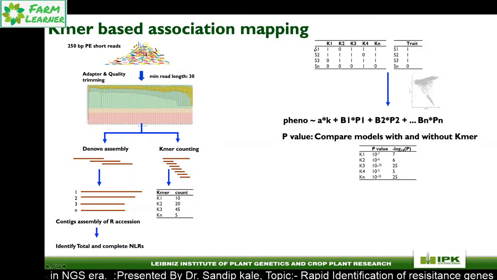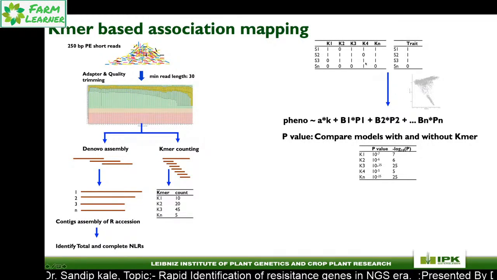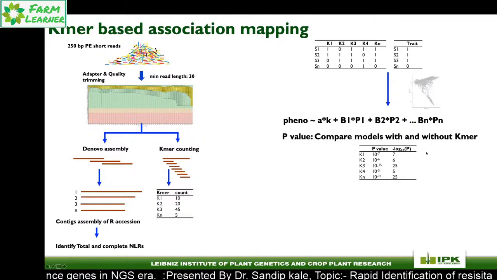For example, for the S1 sample, k-mers 1, 3, 4, and N are present, but k-mer 2 is absent in the S1 sample. Similarly, for the S3 sample, k-mer 1 is absent, but the other k-mers 2, 3, 4, and N are present. So this is the same kind of matrix as with SNPs, and it is called a presence-absence matrix. This matrix, along with phenotyping data, can be used for genome-wide association studies. Then again, you identify k-mers which are associated with the trait of interest.